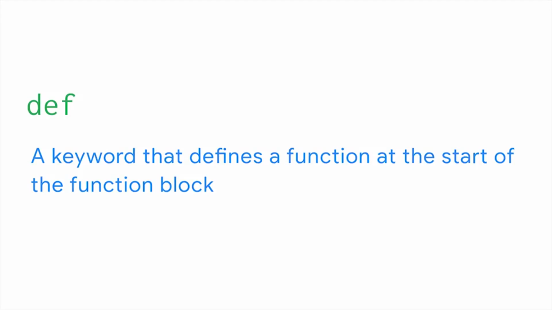Okay, so we know that Python has many built-in functions. But if we want to tell a computer to do other things, particular to our own use cases, it's important to know how to define our own functions. To define a function, we use the keyword def at the start of the function block.